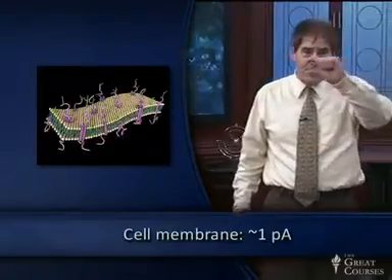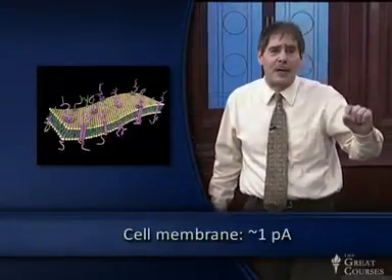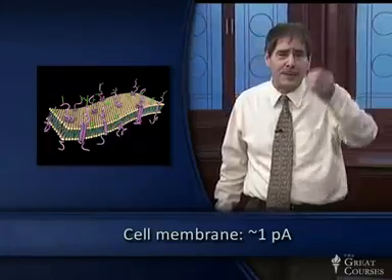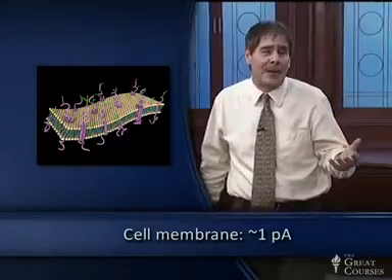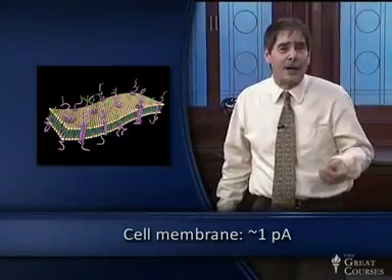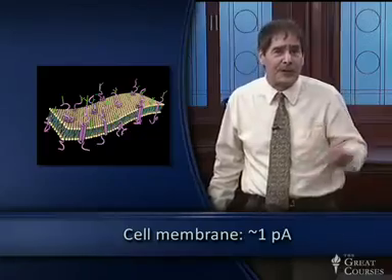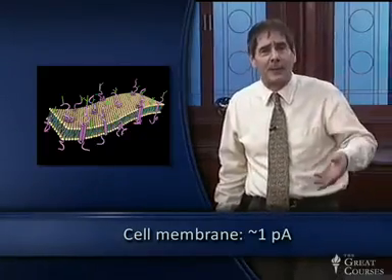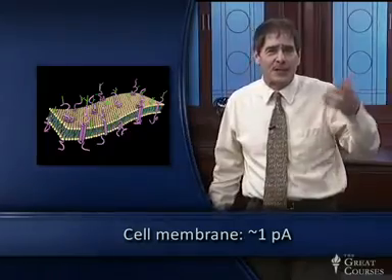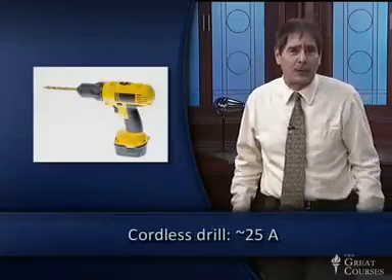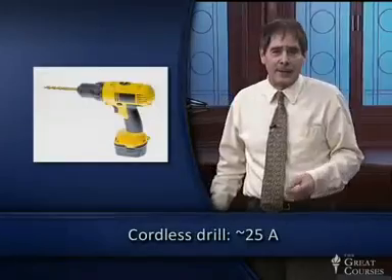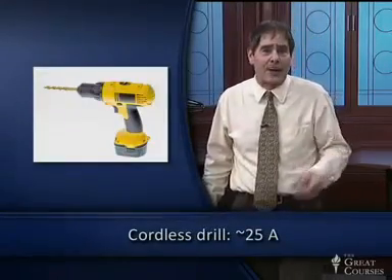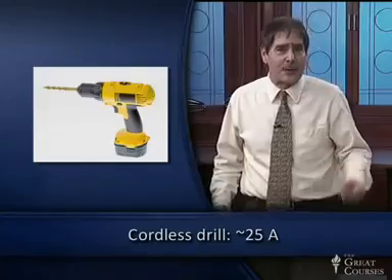Cell membranes, the membrane that separates the inside and outside of biological cells, are perforated by proteins that make up little channels, and flowing in those channels are electric currents, typically on the order of a picoampere, 10 to the minus 12 amperes, a trillionth of an ampere, very tiny currents. And those currents are carrying materials like sodium and potassium and other essential products in and out of the cell membrane. If you've got a nice powerful cordless drill, it's probably drawing about 25 amps from its lithium ion or cadmium battery, whatever kind of battery it has. So that's what a cordless drill would draw.